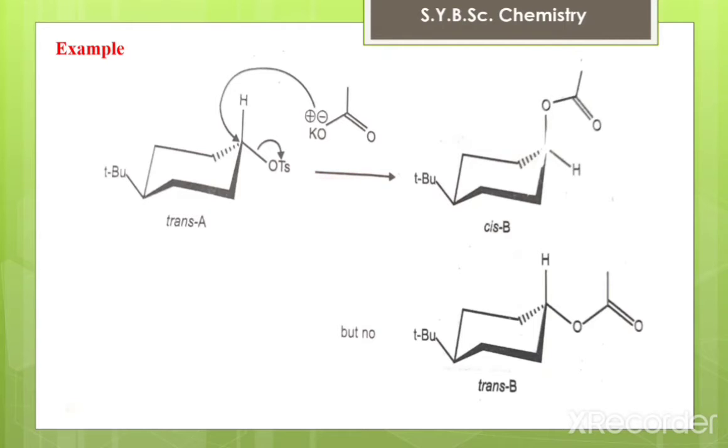this acetate, it will be potassium acetate, will attack opposite to the good leaving group, and this is a characteristic feature of the SN2 reaction. That means attack of the nucleophile is opposite to the good leaving group. Therefore this acts as a nucleophile, and it attacks from the axial direction, and simultaneously there is departure of the good leaving group, and we get the inverted product as the major product. That means 100% inversion of the configuration will take place.